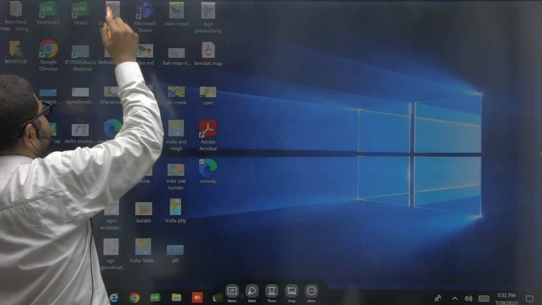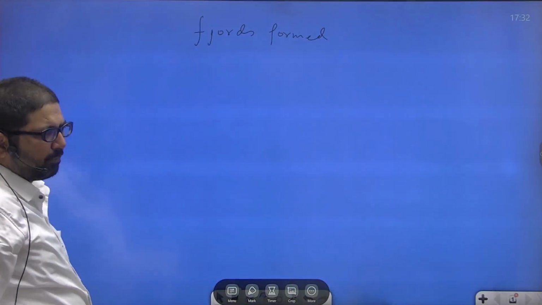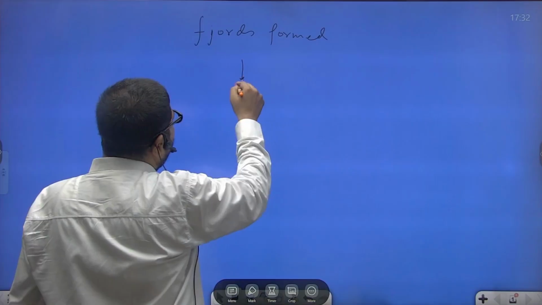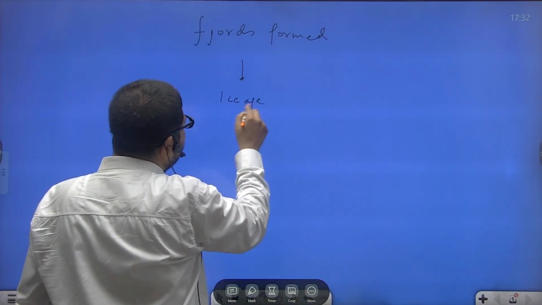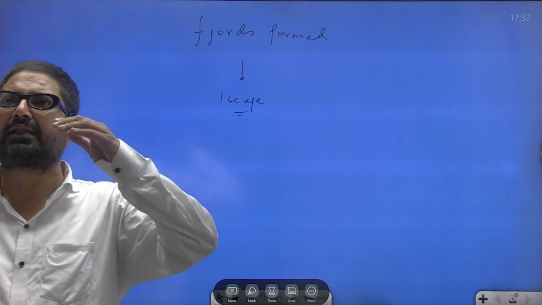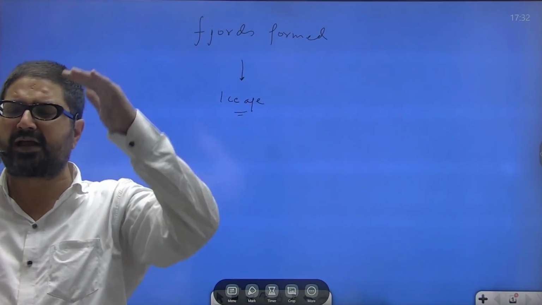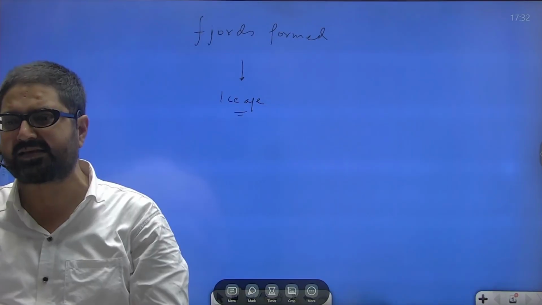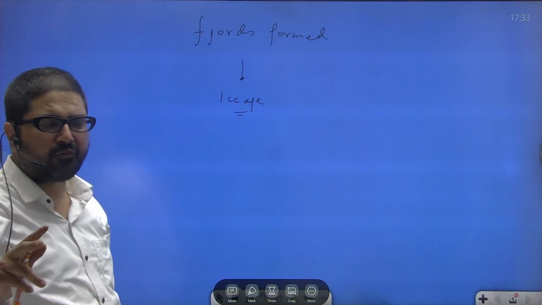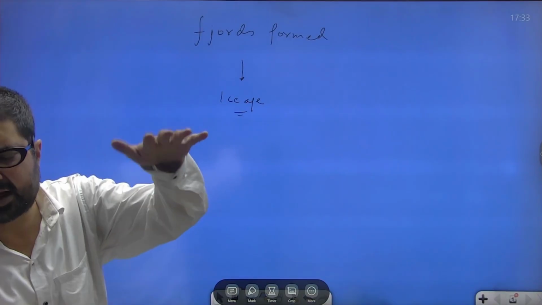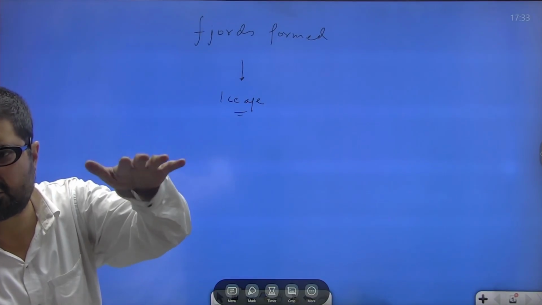So now let us start with how they get formed. Basically, fjords got formed during the ice age. During the ice age, except the tropical region, that is except 30 north to 30 south, the entire area north of 30 north latitude and south of 30 south latitude was covered by snow, and fjords got formed in higher middle latitudes where a huge heap of ice got deposited.